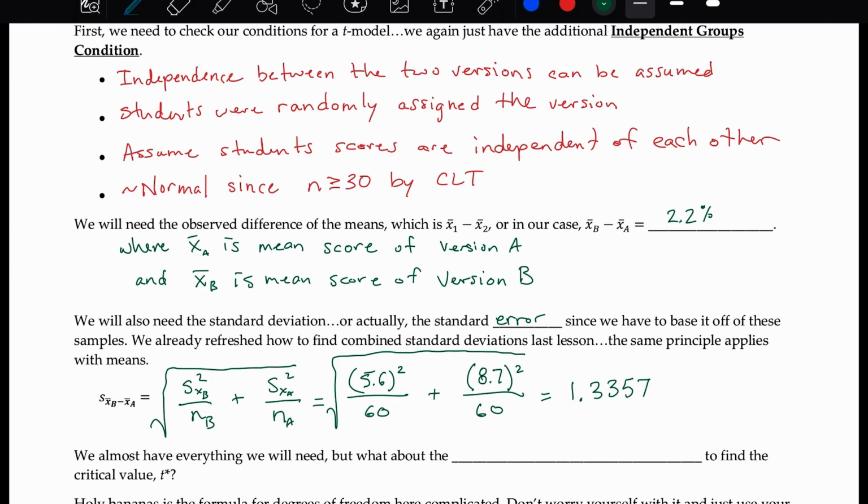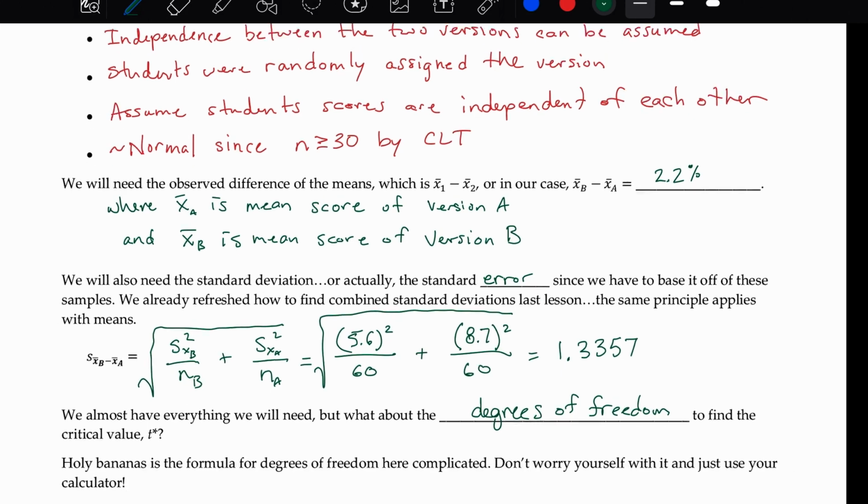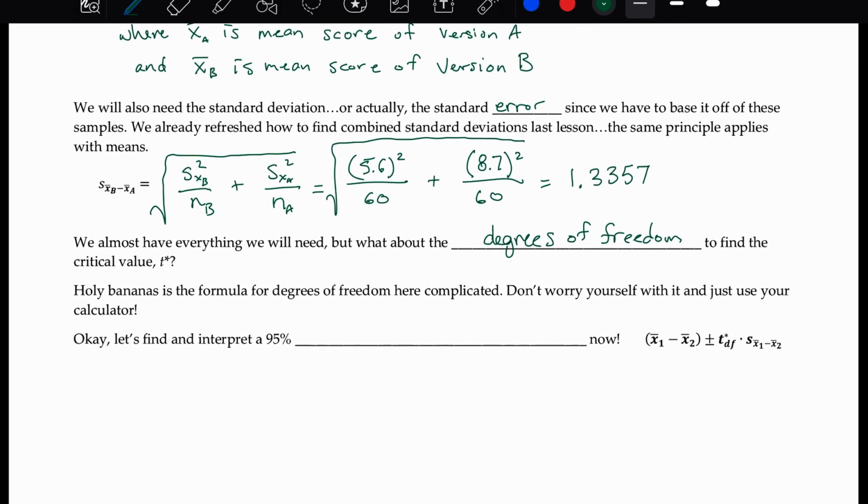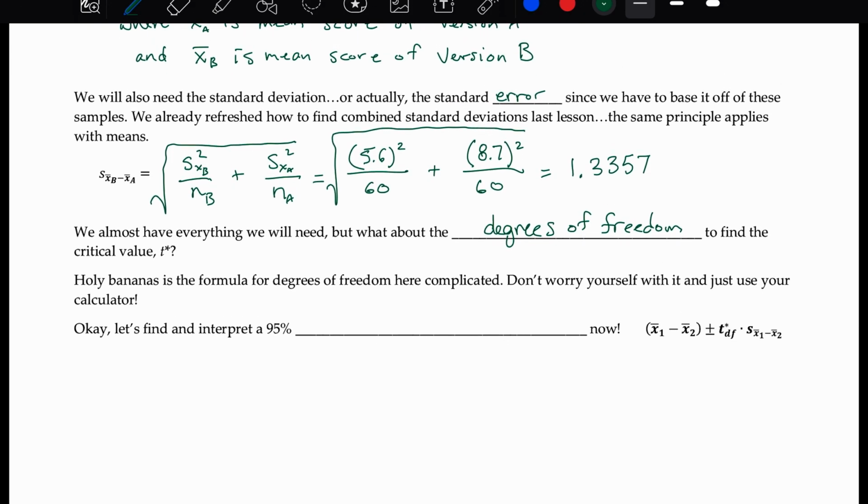All right, we almost have everything here, except we're missing the degrees of freedom. We need to know our degrees of freedom to help us find our t-star value. In this particular case, it is not just subtract 1, because we're actually dealing with multiple variables. If you've read the next paragraph, you now know that it is a bananas formula.